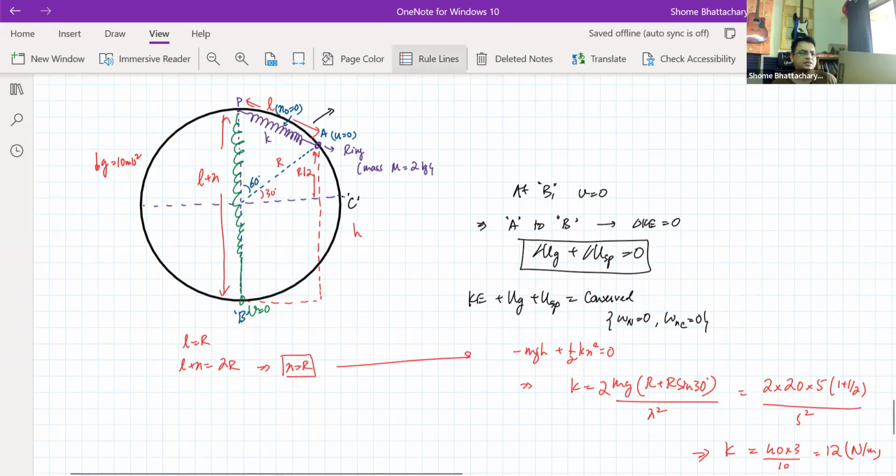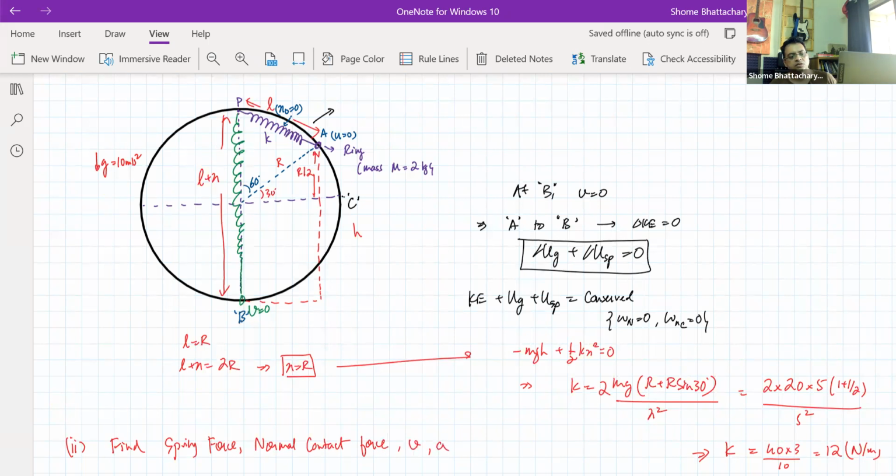Now, next we have to do the analysis at the point C. Let's calculate spring force, normal contact force, speed and acceleration, all these things at the point C. So whatever I have given earlier, just add to that: we also have to find the spring force and the normal contact force at the point C.